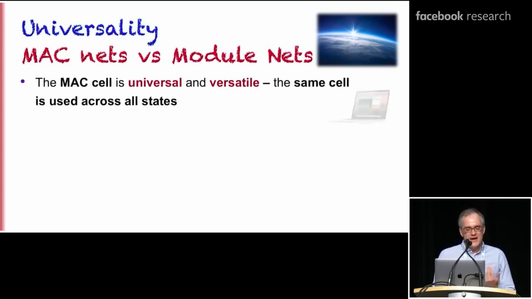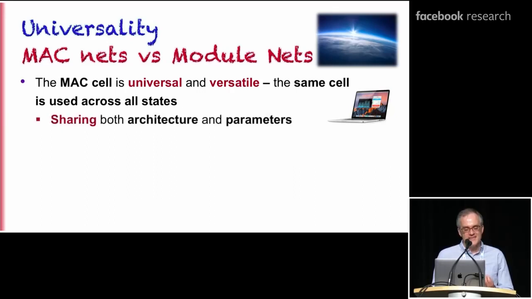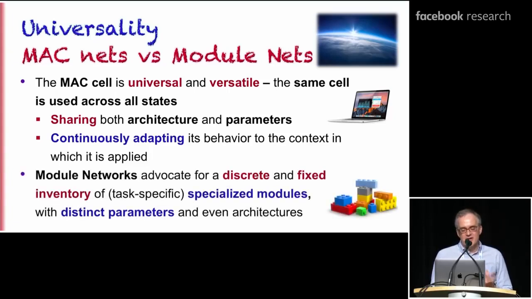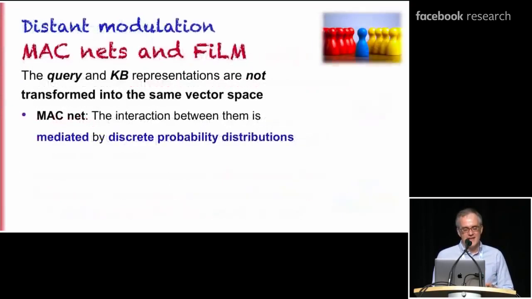Let me just quickly emphasize, how does this differ between MAC nets versus module networks? Neural module networks are also an architecture that speaks to Leon Bottou's vision, that they're also composing together pieces to do more complex inferences. But I think this model is advantageous because we're making use of one universal and versatile cell that's used across all states, sharing architecture and parameters. And indeed, we did some ablation studies. You actually get worse performance if you don't share the parameters in a sequence model manner. This cell can adapt its behavior based on the context in which it's applied. In contrast, the neural module networks have a discrete fixed inventory of rather task-specifically designed specialized modules with distinct parameters and even architectures. So they lack the generality and they lack any of this concept of sharing and universality.